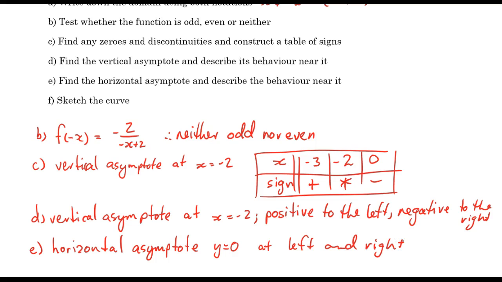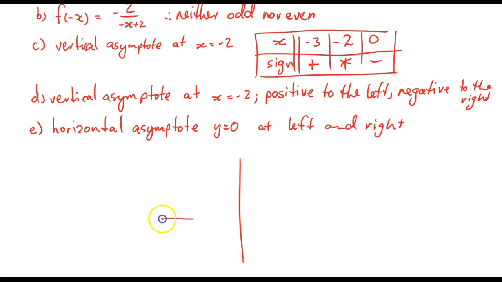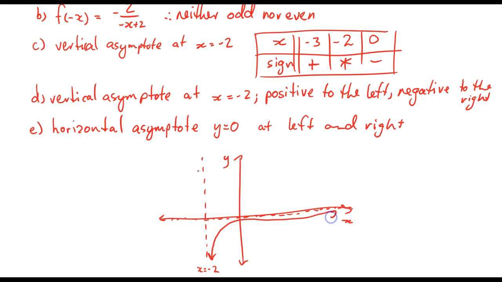Rightio. That's enough. Now we can sketch the curve. Consider all the things that we have going on here. Let's draw our axes. X here and Y here. The x-axis, remember, is an asymptote. And I have another asymptote at x equals negative 2. It is negative to the right of that. Okay, so it's going to do this. And positive to the left. So it does that.